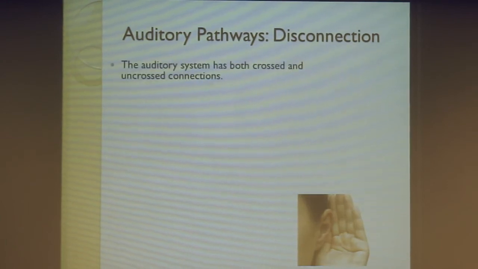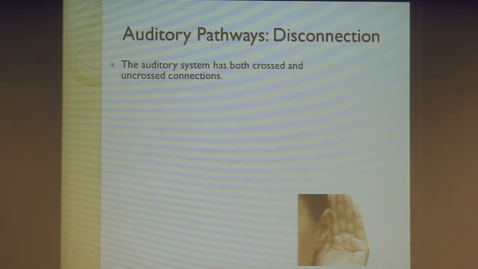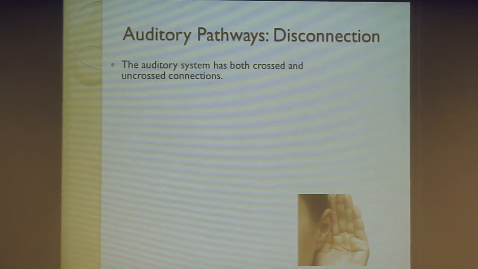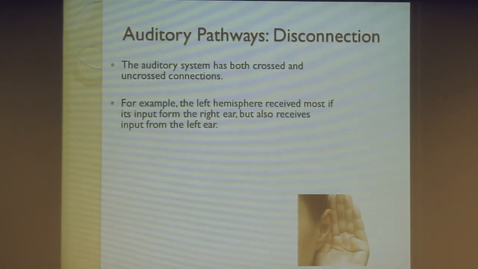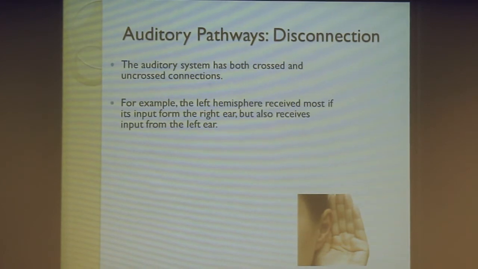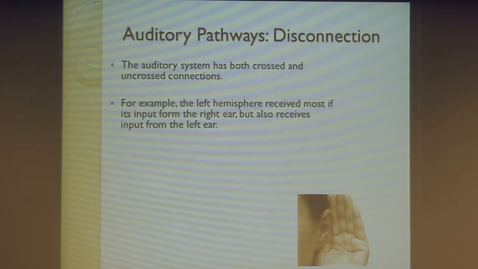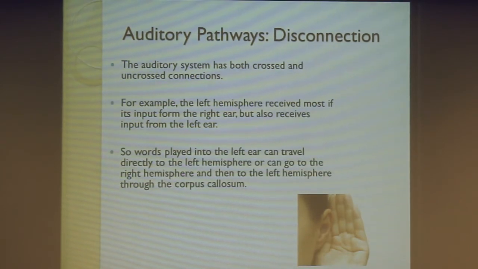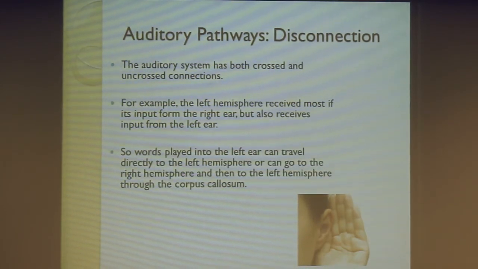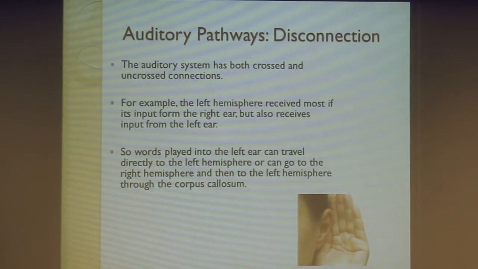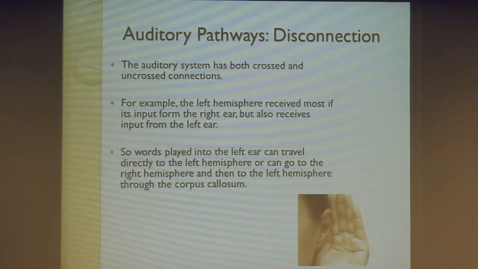Now, disconnection. The auditory system has both crossed and uncrossed connections, something that makes it very interesting. Remember I showed you how it goes across, or it goes along the same, ipsilateral side. So for example, the left hemisphere receives most of its input from the right ear, but also receives input from the left ear, and of course vice versa. So words played into the left ear can travel directly to the left hemisphere, or can go to the right hemisphere and then to the left hemisphere through the corpus callosum.